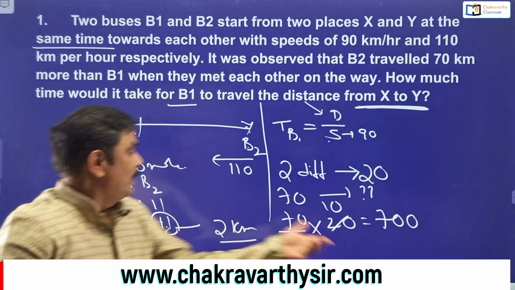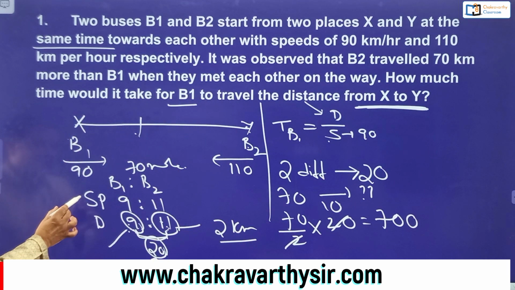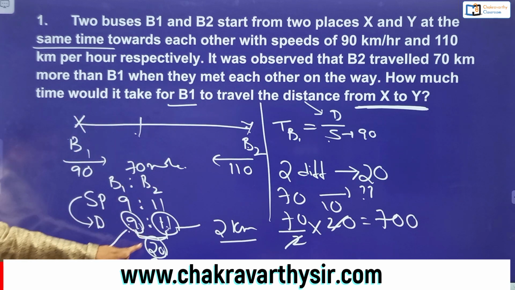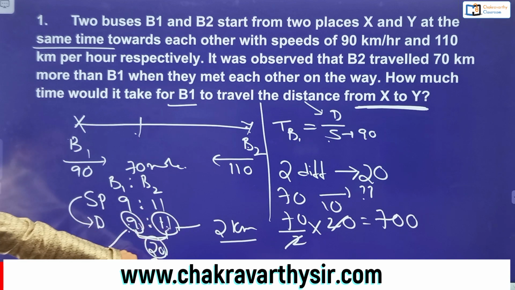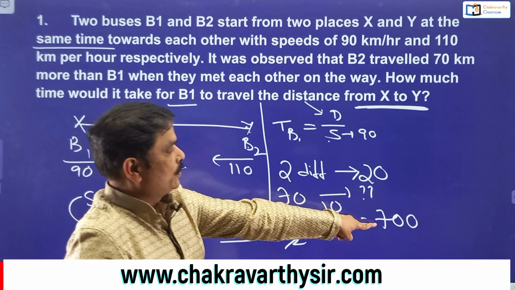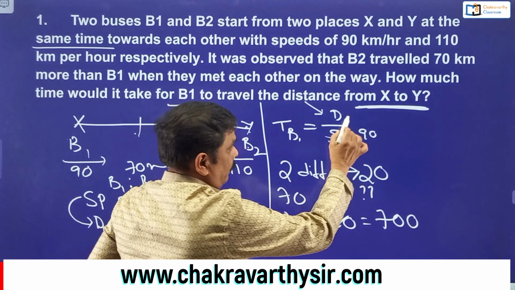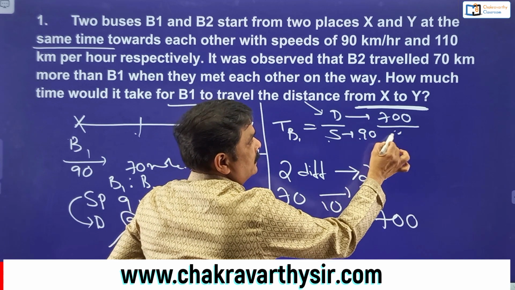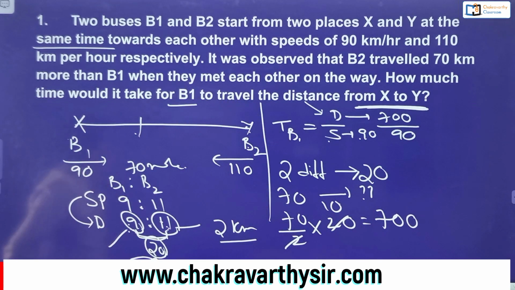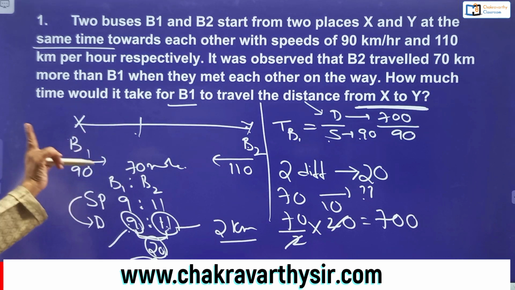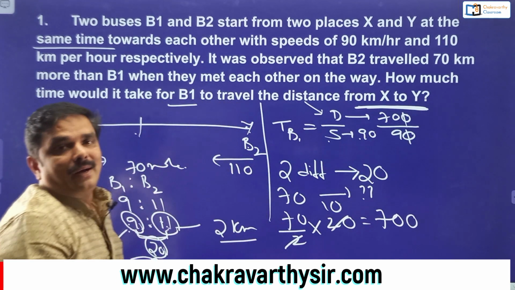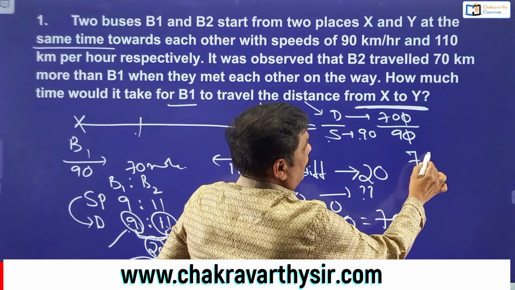Okay. Now, clearly what I have done: speed ratio I have taken as distance ratio because time is constant. Now the difference is 2. If difference is 2, total 20. If difference is 70, what is total? 700. Now here the distance is 700, and the speed is 90. Because I should know the timing. How much time would it take for bus 1 to cover this distance with 90 kilometers per hour speed? Simple. My answer is 70 by 9.